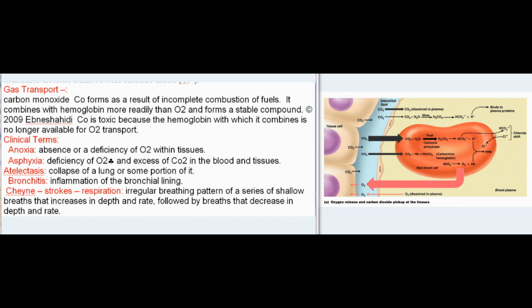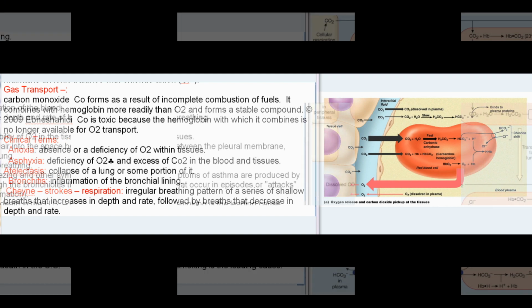Clinical terms: anoxia, absence or a deficiency of O2 within tissues. Asphyxia, deficiency of O2 and excess of CO2 in the blood and tissues. Atelectasis, collapse of a lung or some portion of it. Bronchitis, inflammation of the bronchial lining. Cheyne-Stokes respiration, irregular breathing pattern of a series of shallow breaths that increases in depth and rate, followed by breaths that decrease in depth and rate.